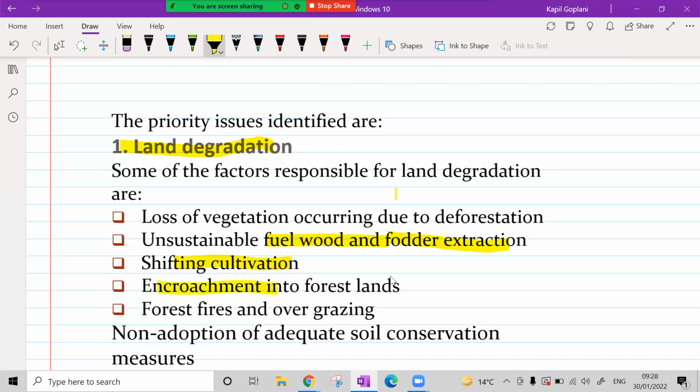Using forest for your own purposes, suppose for killing animals. If you have heard about the recent case of Salman Khan, when he was shooting a very popular film, he was under encroachment. So in that case, what is happening?